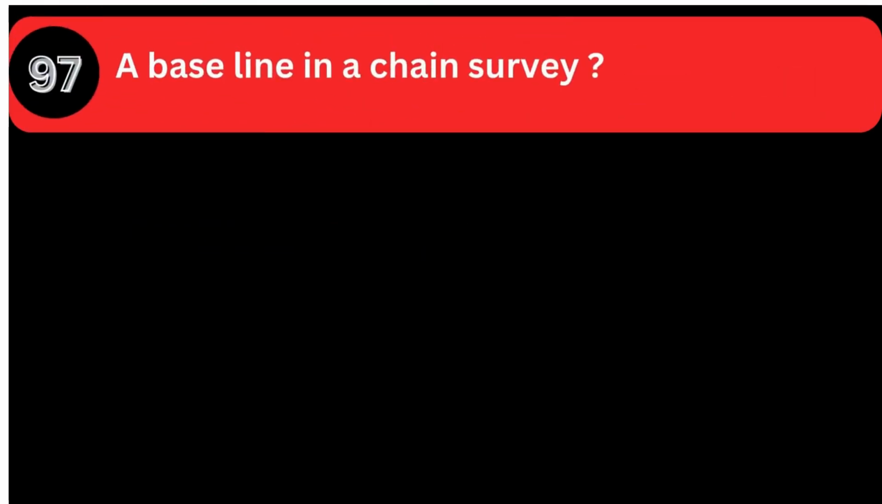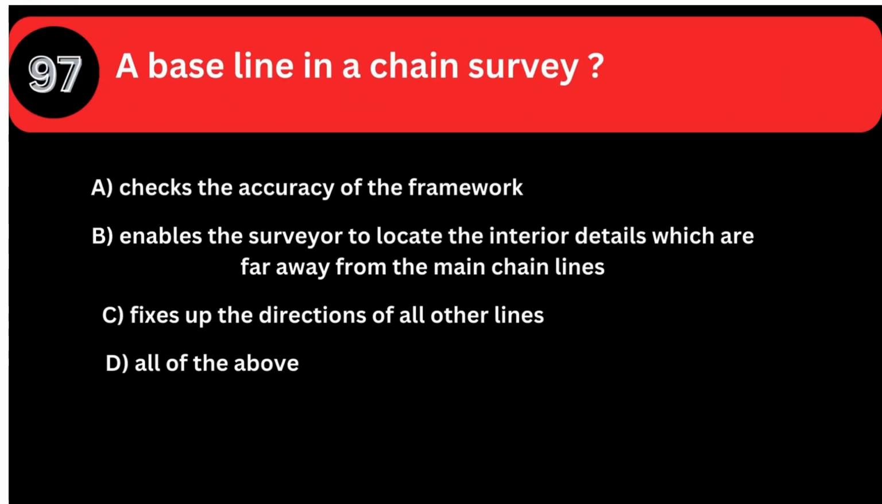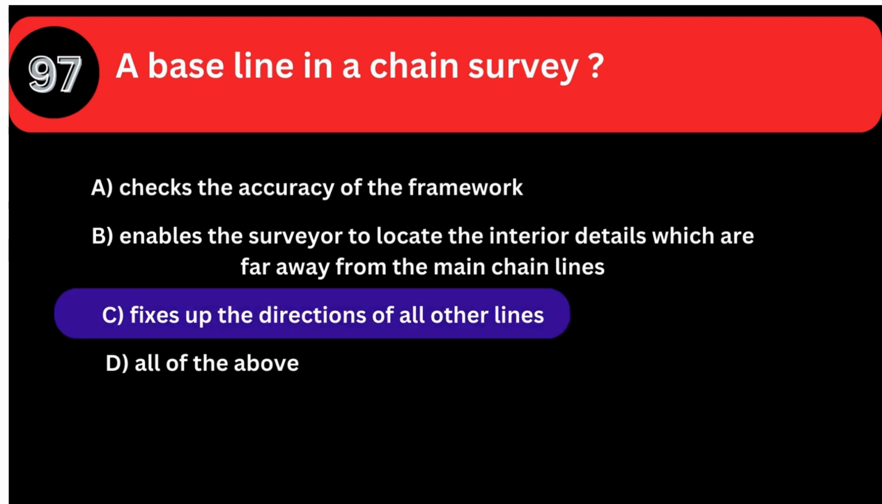A baseline in a chain survey. Options A. Checks the accuracy of the framework. B. Enables the surveyor to locate the interior details which are far away from the main chain lines. C. Fixes up the directions of all other lines. D. All of the above. Answer C. Fixes up the directions of all other lines.